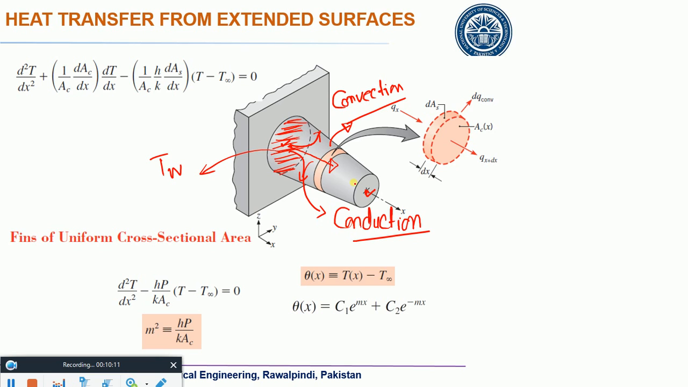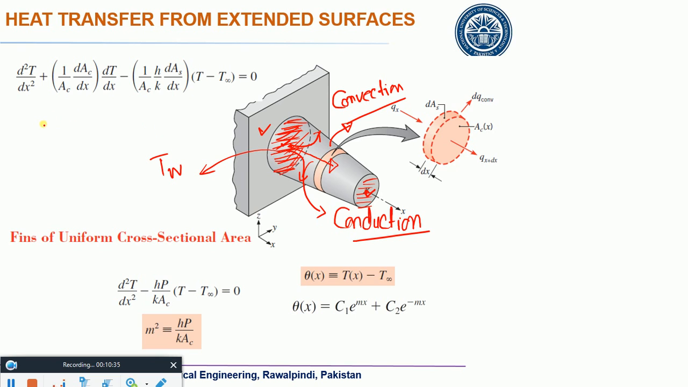Now, why would I say that? Because obviously, once you attach this fin with this wall, this cross section would be having the same temperature as this wall. But this side would be at a different temperature. Obviously the heat would start flowing from this point to this point, and that heat is also being convected away by the surrounding fluid.